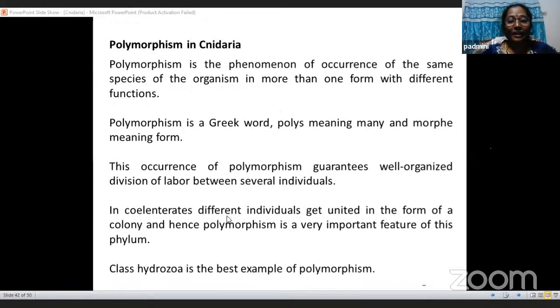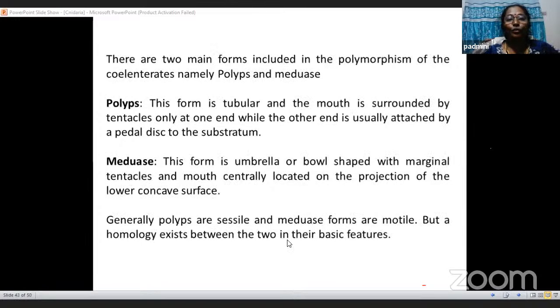And the coelenterates are different individuals. They get united to form a colony, and hence polymorphism is a very important feature in this phylum. The best example over here is hydrozoa. And what are the two main forms of polymorphism over here in hydrozoa? They are the polyp form and the medusa form. The polyp forms are tubular ones with a mouth surrounded by tentacles, and they have a pedal disc over there.